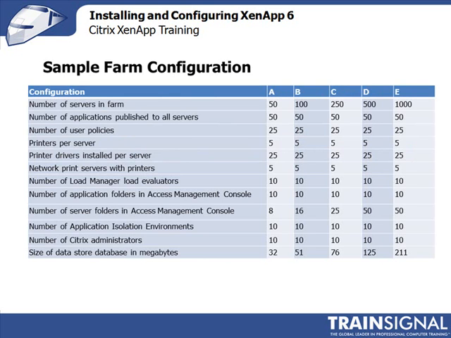Sample farm configuration. So now that we've understood in the earlier slide how Citrix is classifying the environments, what we're seeing here is a sample farm configuration. You'll note what I have here is A, B, C, D, E. These are farm configurations based on all of these metrics that we're collecting and all of this data. So for example, in sample farm configuration A, the database is 32 meg in size. You'll notice that it's nothing. 32 meg is a very small footprint for a database server, and then it goes up from there.